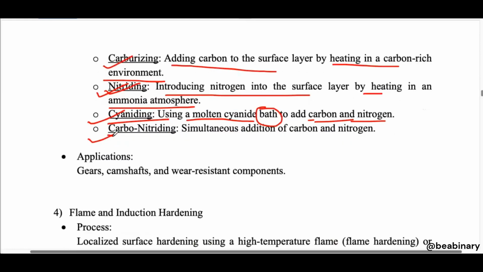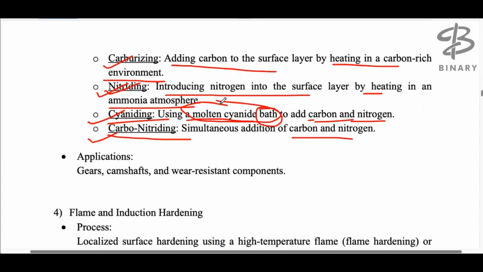Okay, carbonitriding is the simultaneous addition of carbon and nitrogen. So what is the difference between cyaniding and carbonitriding? In cyaniding we have the molten cyanide bath, right? But here we are adding carbon and nitrogen simultaneously. Together we get these two processes at once. That's why the outer surface will have more carbon and nitrogen added, and their hardness will increase.